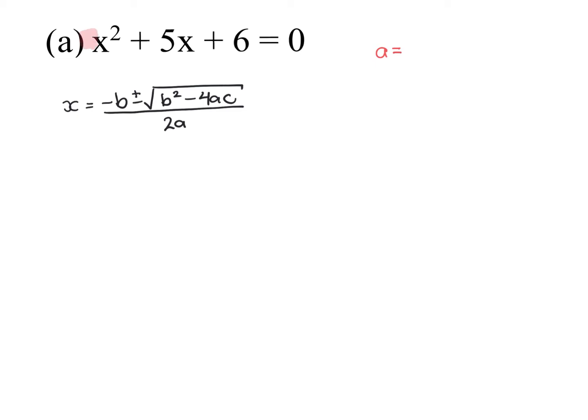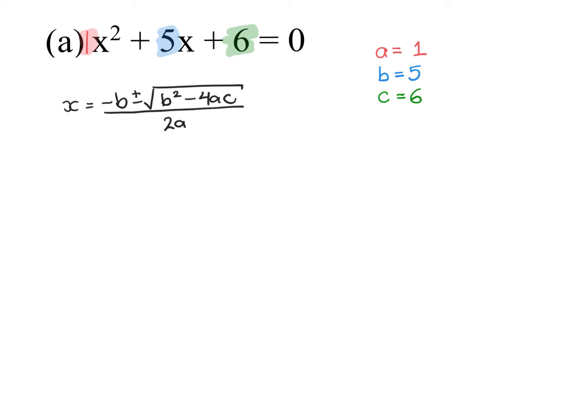So a is the number in front of the x squared, which we know is actually a 1. So a is equal to 1. Now b is the number beside the x, which is positive 5. So our b is positive 5. And the c is always the constant, meaning the number by itself, which happens to be positive 6. So our c is positive 6.